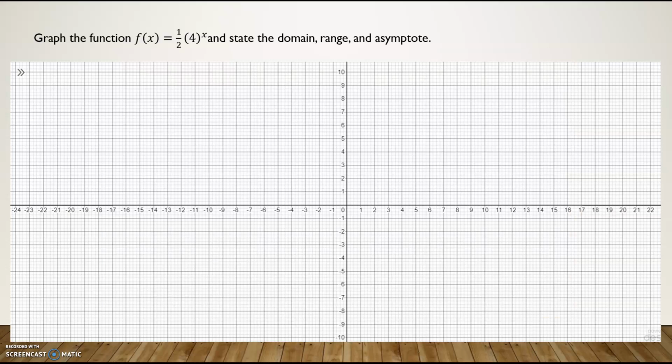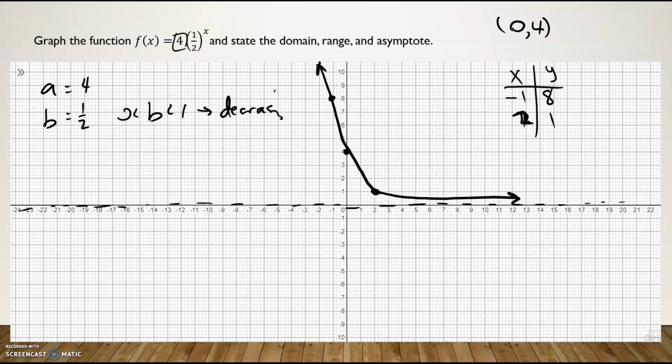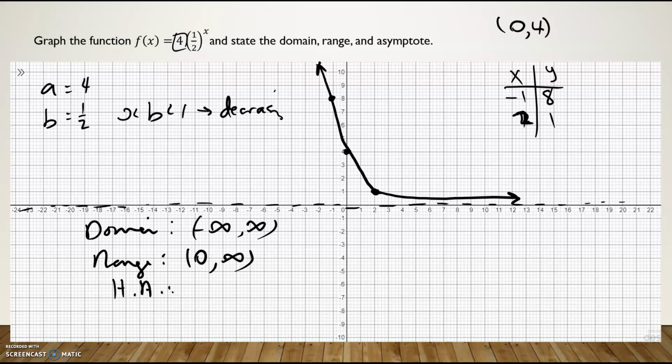Now let's look at this one right here. So here our a is 1/2 and our b is 4. So we know we have a point at 0, 1/2. Oh, by the way, we'll go back over here and we need to state the domain, which doesn't change, negative infinity to positive infinity. The range goes from 0 to positive infinity, and the horizontal asymptote is y is equal to 0.